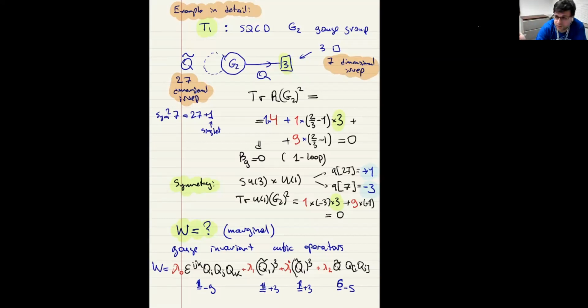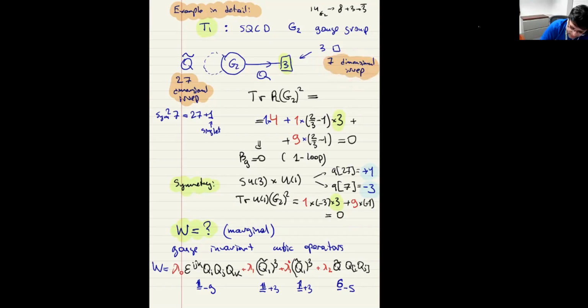It's a rank 2 gauge group. It's a rank 2 group. It has a maximal subgroup, which is SU3. For example, the 14, the adjoint of G2, can be decomposed into 8 plus 3 plus 3 bar of SU3. Okay, and the fundamental representation of G2 is 7-dimensional.